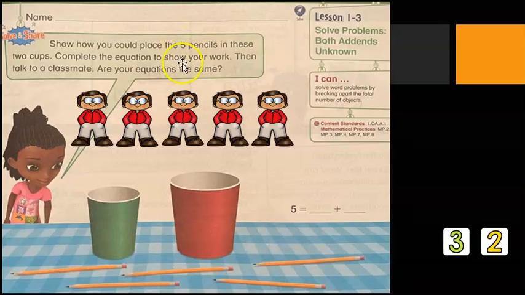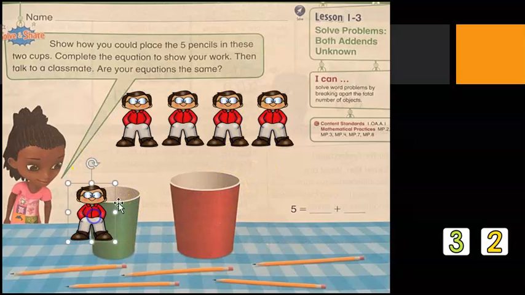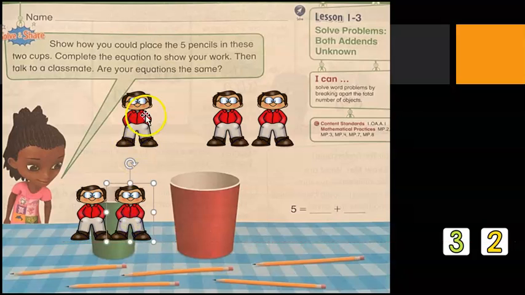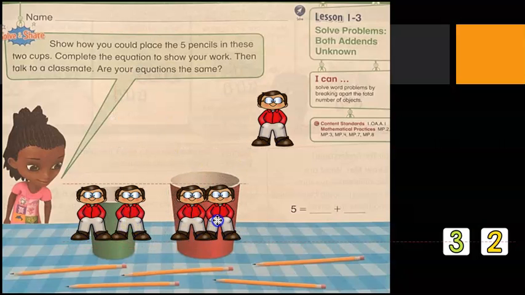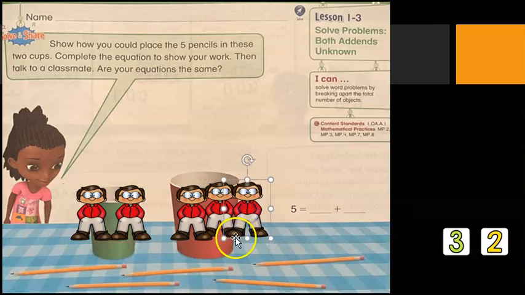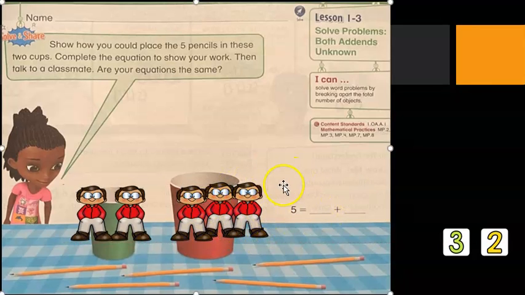5. Now, if you look here, Jada wants to know how we could place these 5 boys in these 2 cups, okay? So, look at your screen. Watch Mr. Begay. I'm just going to put these boys in here, okay? Watch. Let me put this one here. We'll put this one here. And then we'll put these other boys in this cup, okay? You see that?